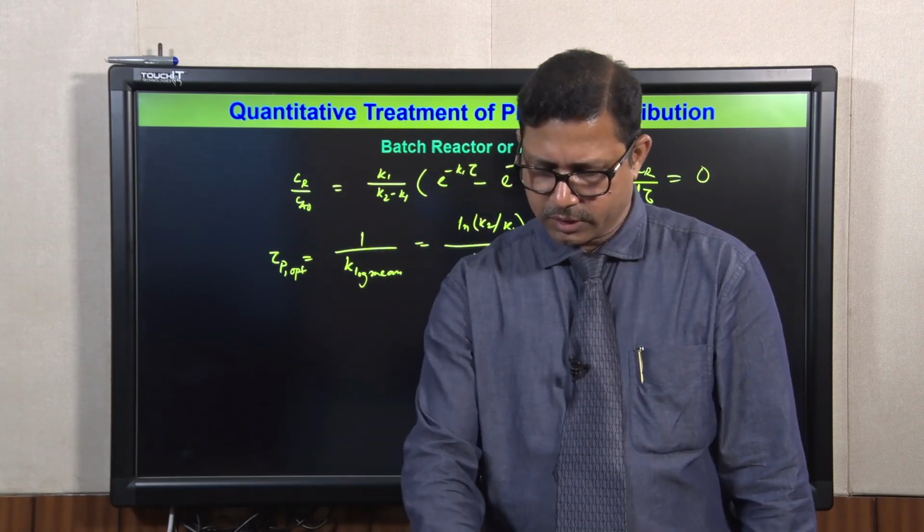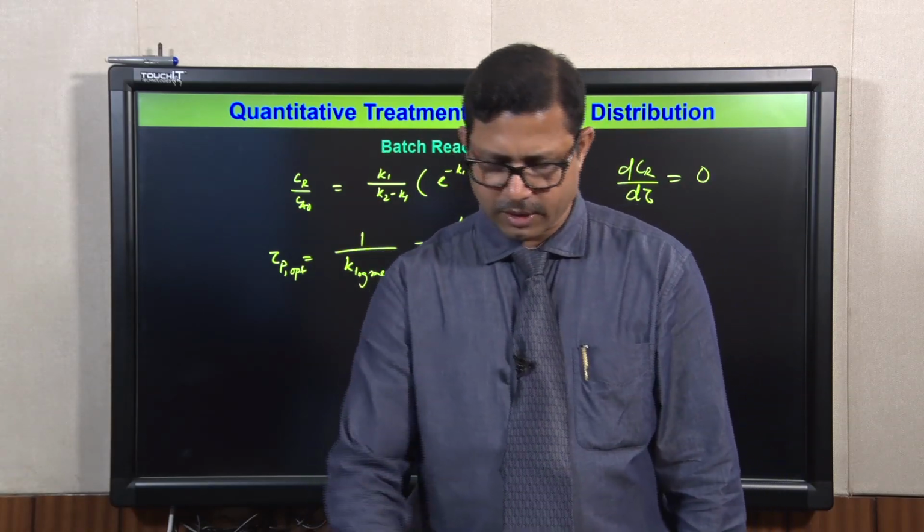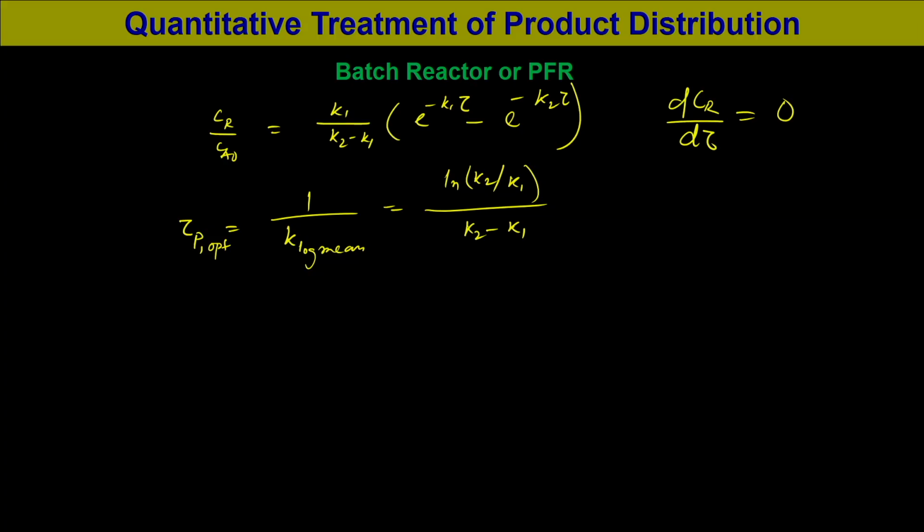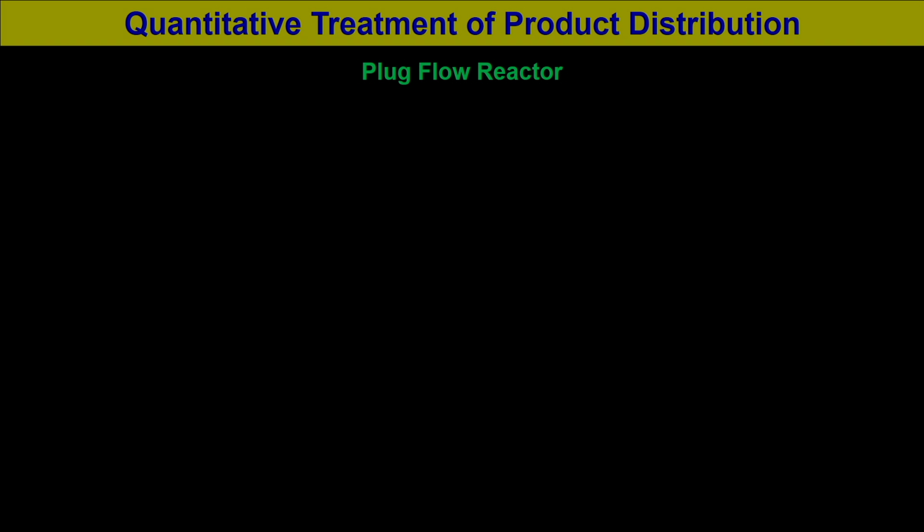Now, if we substitute this optimum tau in this relation, then we would obtain Cr max by Ca naught would be equal to K1 by K2 to the power K2 divided by K2 minus K1. Now, the product distribution can be seen graphically for a plug flow reactor.